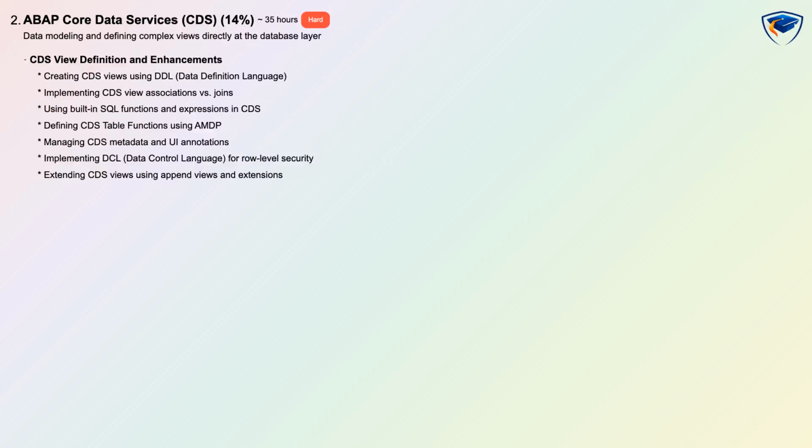ABAP Core Data Services or CDS is also 14% and hard, with roughly 35 hours advised and a hands-on plus conceptual assessment. You will learn to create CDS views with DDL and to model associations versus joins for efficient queries. The syllabus covers built-in SQL functions, defining table functions with AMDP, managing CDS metadata and UI annotations, implementing DCL for row-level security and extending views using append and extension techniques.